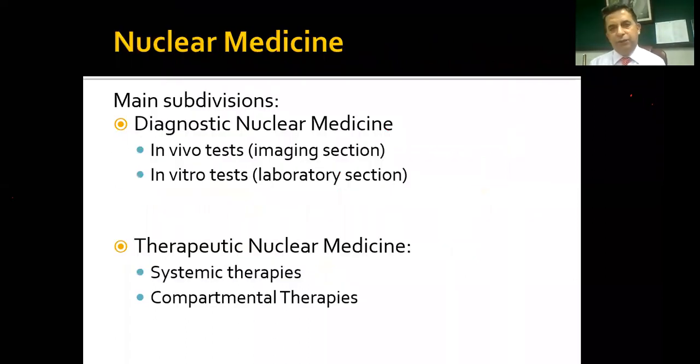So we have different kinds of subspecialties in nuclear medicine. In diagnostic nuclear medicine, we use some lab procedures for hormone or tumor marker testing, and then in vivo testing, we image the body organs. In therapeutic nuclear medicine, we apply the unsealed radioactive sources for the treatment of certain diseases.